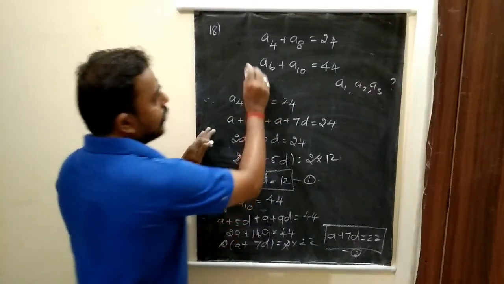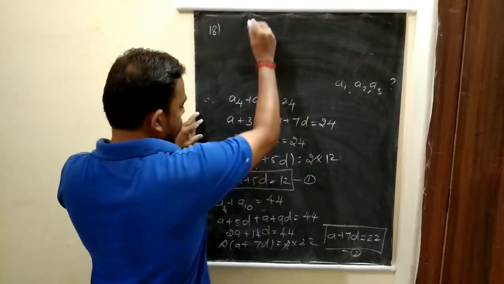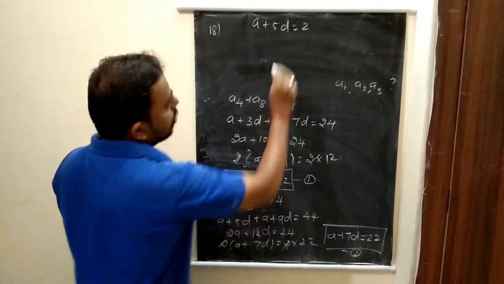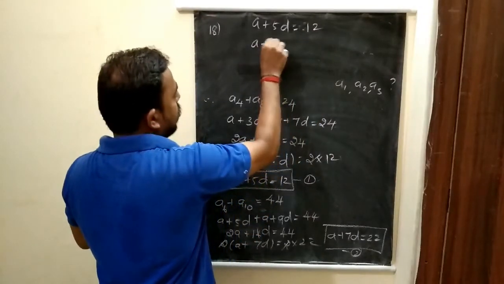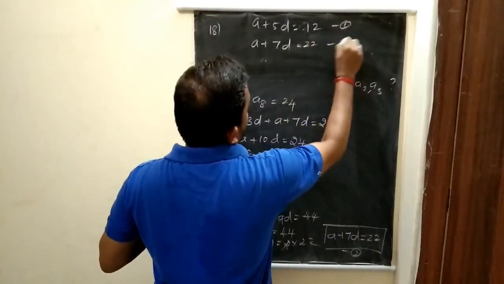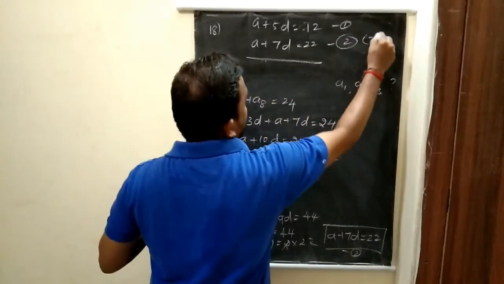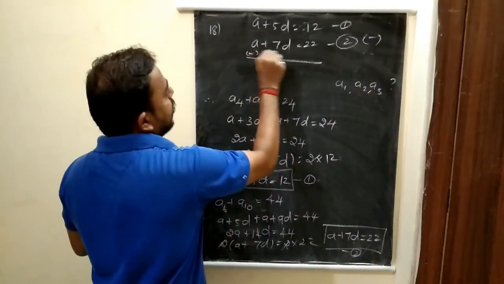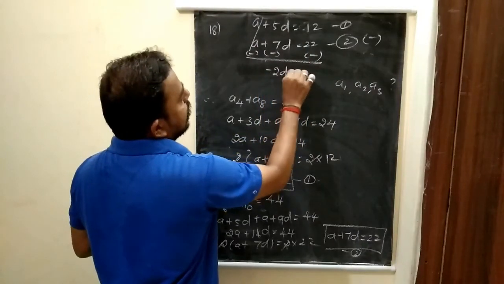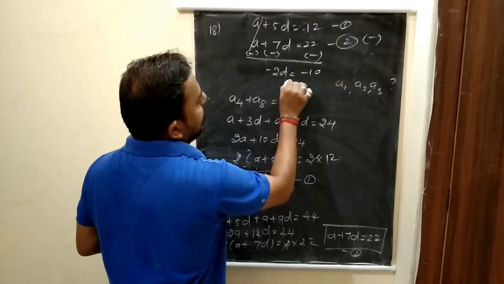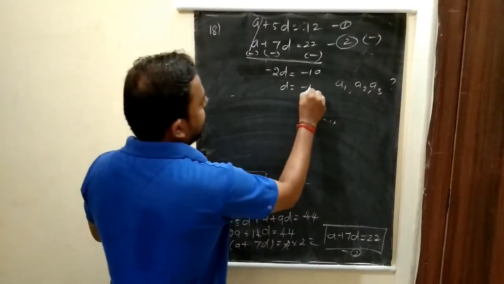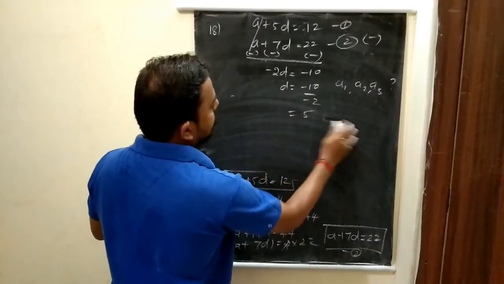Now we need to find A value and D value. So consider these equations. A plus 5D equal to 12. A plus 7D equal to 22. First equation, second equation. Subtract. So we can write the sign. A we can cancel. 5 minus 7, minus 2D. 12 minus 22, minus 10. So D equal to minus 10 divided by minus 2. So therefore 5.